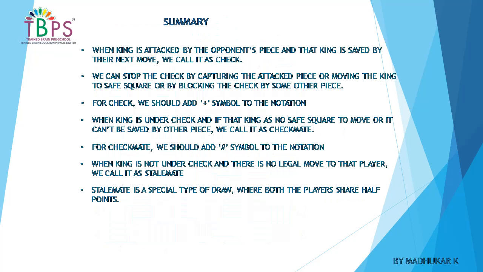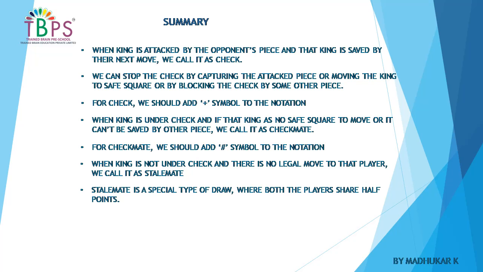Now we will see the summary of check, checkmate and stalemate, what we have learned so far. When the king is attacked by an opponent piece and that king is saved by the next move, we call it check. We can stop the check by capturing the attacking piece, moving the king to a safe square, or blocking the check with some other piece. For check, we should add the plus symbol to the notation.